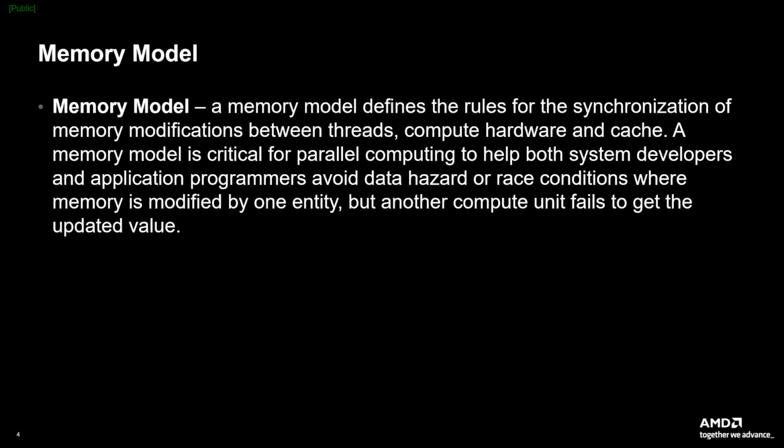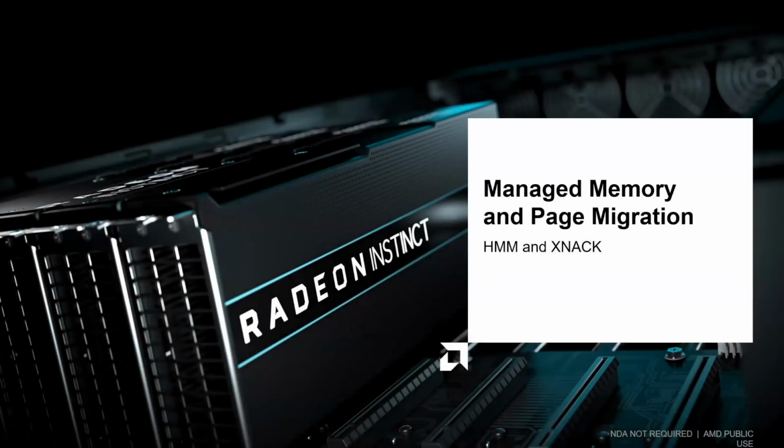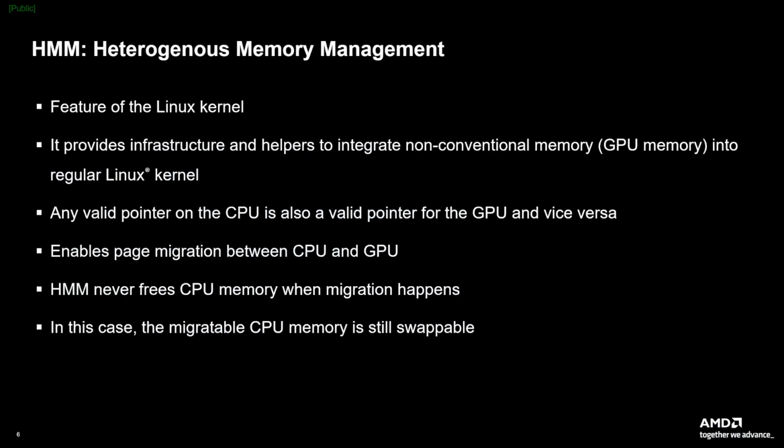So let's look at what the model is for this hardware. We'll start with managed memory and page migration. HMM is heterogeneous memory management, and it's part of the kernel. It helps migrate pages from one device to another. So if you have a pointer on the CPU, you also have a pointer on the GPU, and the memory gets migrated between the two of them. The pointers still exist on the other device.